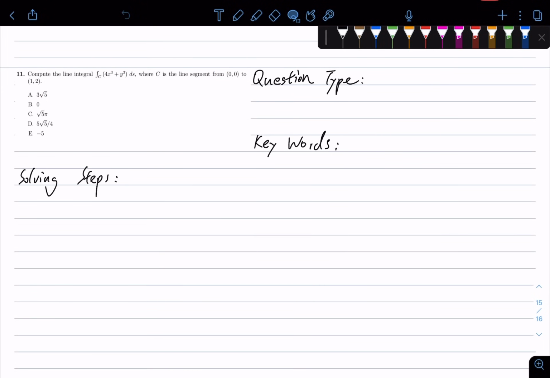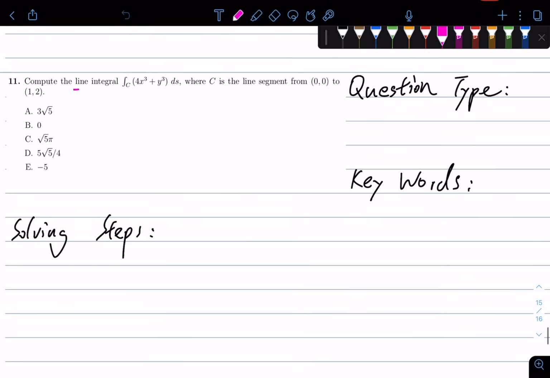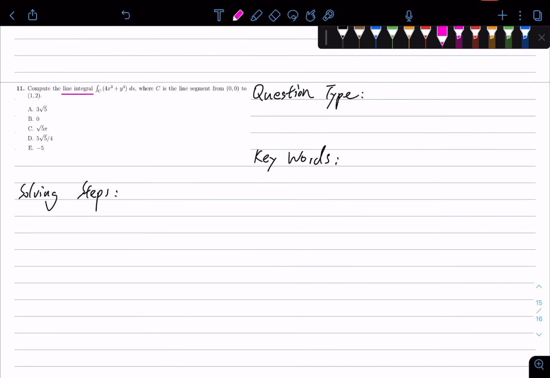Question number 11. Compute the line integral as such, where C is the line segment from 0, 0 to 1, 2. Okay, so I think it's pretty obvious that this is a line integral problem, right? But there are two different types of line integral problem. One is in scalar field and one is in vector field. Which one is it? Well, the key is pretty simple to tell, right?